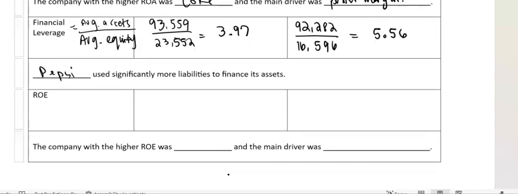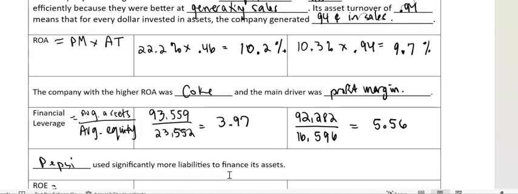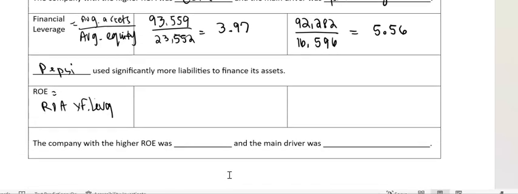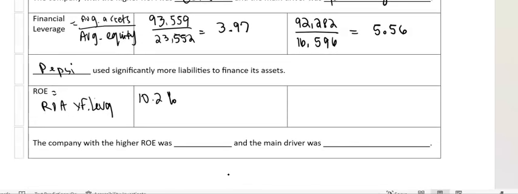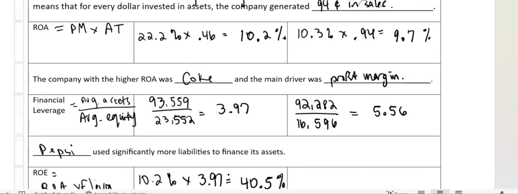Now let's look at our ROE to finish up. ROE is a function of ROA times financial leverage. We have Coke with ROA of 10.2% times the financial leverage of 3.97. And this gives us ROE of 40.5%. All right, so we have this other battle again, right?